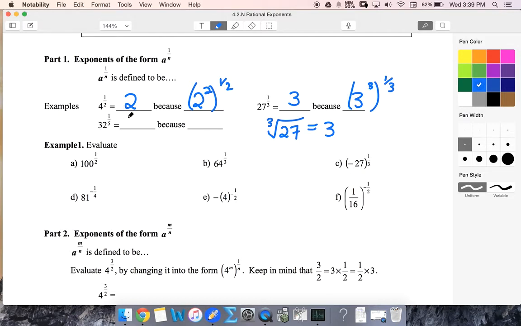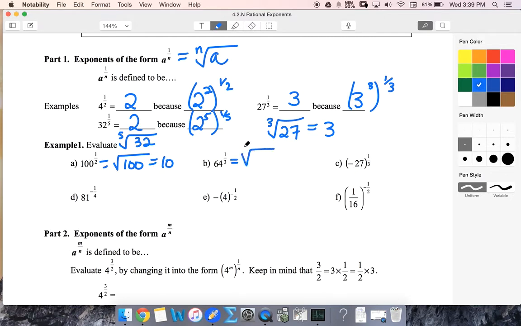Thinking about 32 to the 1/5, well, 2 to the 5th is 32, so 32 to the 1/5 is just 2, or the 5th root of 32. So, exponents of the form a to the 1 over n, that's the same as the nth root of a. So 100 to the half, square root of 100, which is 10. 64 to the 1/3, cube root of 64, which is 4.